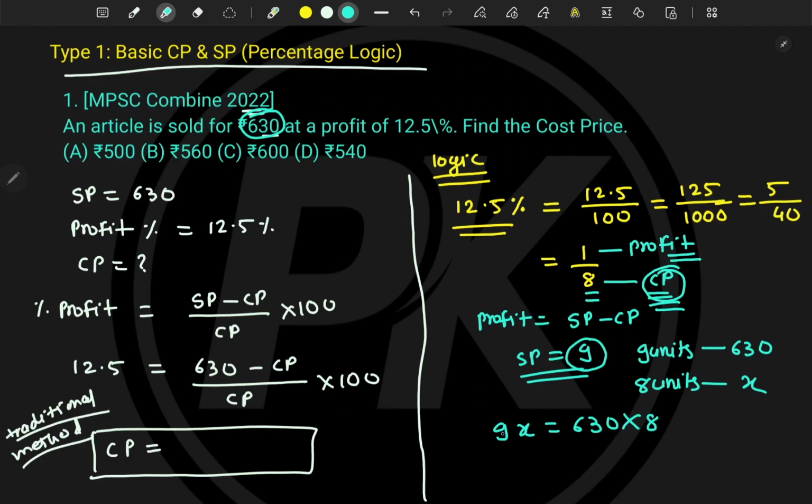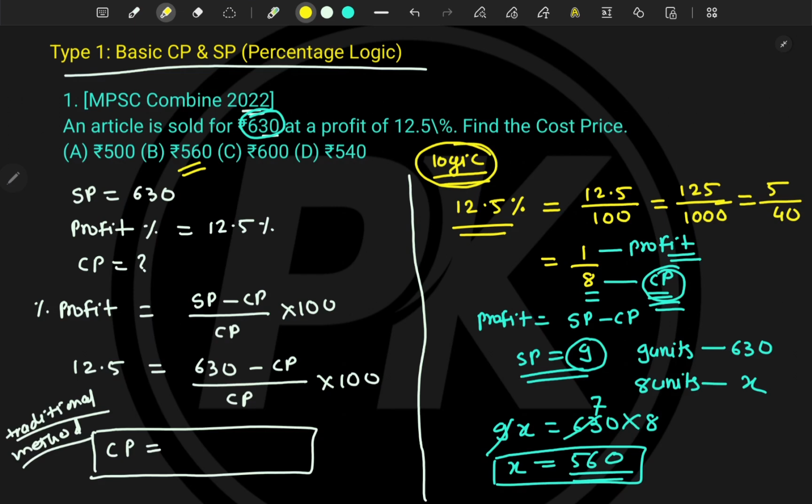And now just to do simple math, 9 sevens are 63, right? And 7 into 8, it is 56. So 560. And that is nothing but your cost price. 560, which is the option? So option number B. See, here the calculation part was very easy. But with the traditional method, you have to do a lot of stuff here. I hope you have understood this logic. We'll see one more problem so that you can understand this logic in a good way. Let's move to the next example.